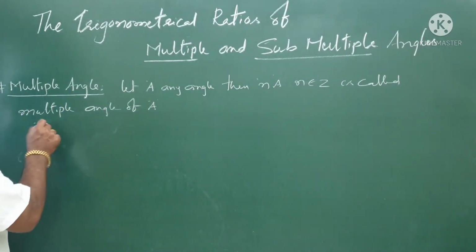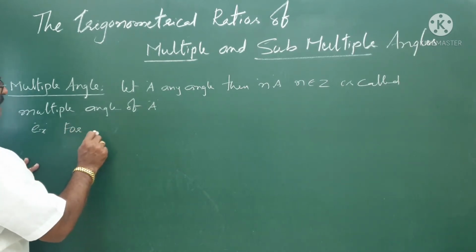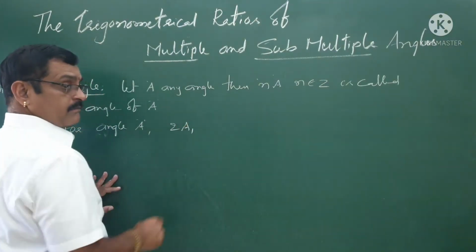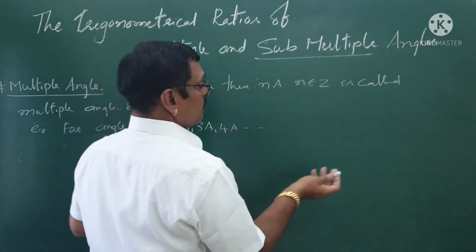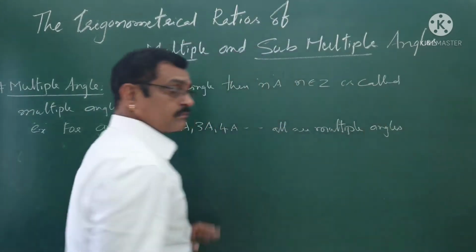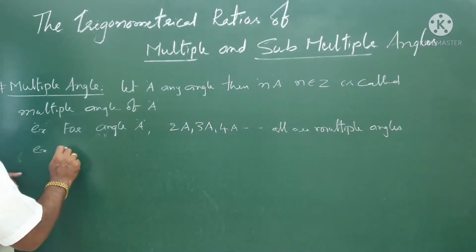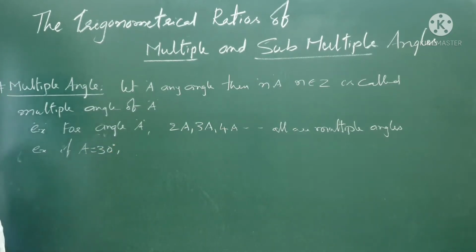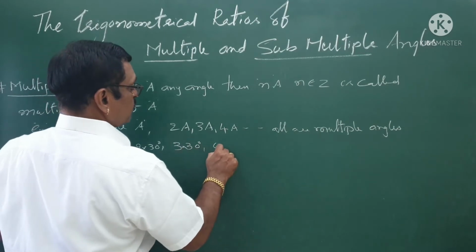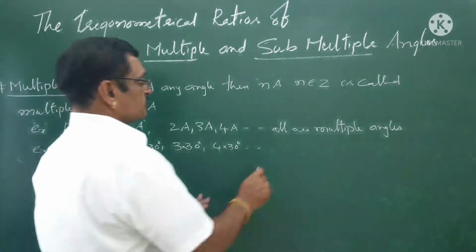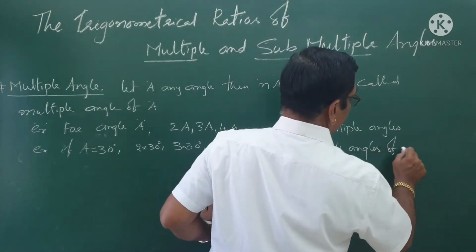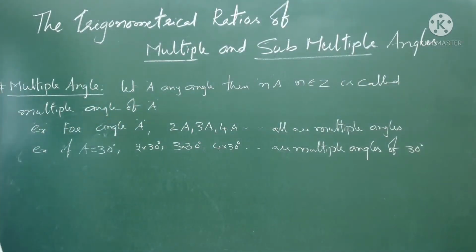That means, for angle A, 2A, 3A, 4A are multiple angles. Numerically, for example, if A is equal to 30, then 2 times 30, 3 times 30, or 4 times 30 are multiple angles of 30 degrees. In the same way, what is a submultiple?